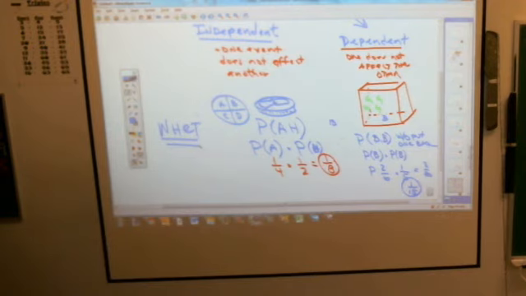Letter D, a spinner is spun and the result is recorded. Then the spinner is spun a second time. Dependent, independent? Andrew? It is independent, because spinning the first one will never change the second one. Unless you could take part of the wheel off. Then you'd be in trouble.